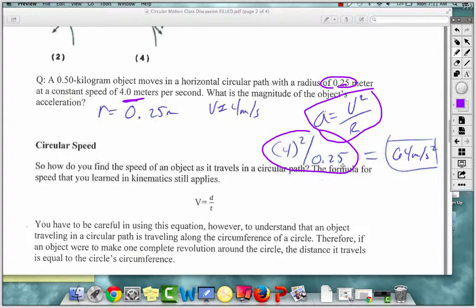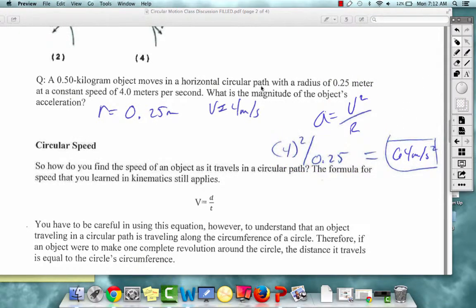You'll notice the accelerations in this chapter are much larger than some of the accelerations we've been dealing with in previous chapters, and that's perfectly okay. So if you're like, geez, that seems like a huge number, it's probably okay. The accelerations for uniform circular motion tend to be higher than previous chapters.